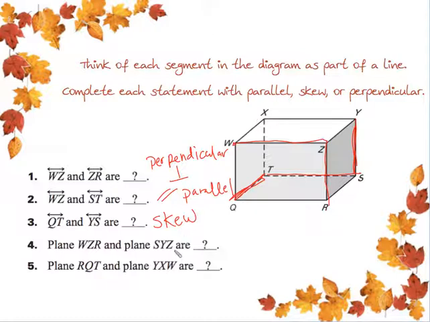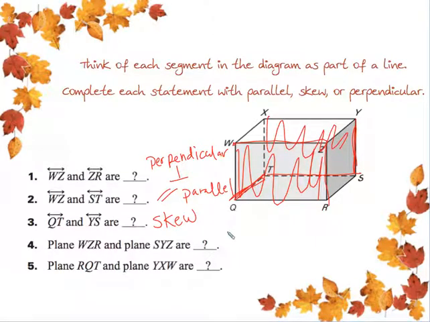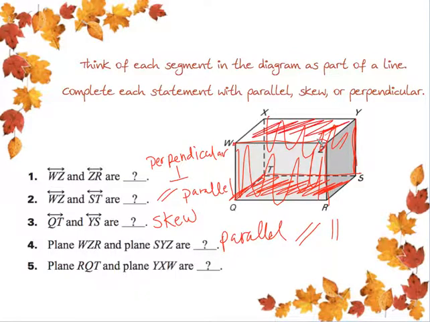Plane WZR, that's this front plane right here, and plane SYT, that's the back plane. Those are parallel. Or you could just do this, or this, either way. Plane RQT is the bottom one. Plane YXW. Those are also parallel.